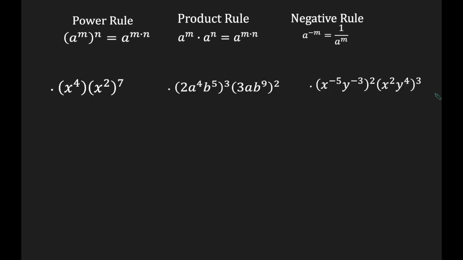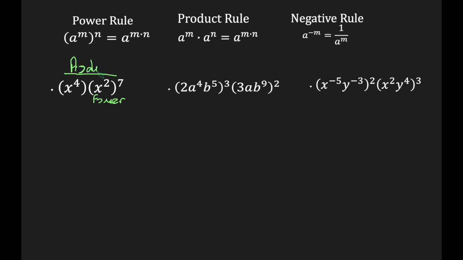Now let's make it really interesting. Let's combine 3 rules. Let's combine the power rule with the product rule and also the negative rule. So here I have x to the 4th and I'm multiplying by x to the 2nd raised to the 7th. I have 2 rules going on here. I have the power rule with the x squared raised to the 7th, but then the whole problem is the product rule as well.